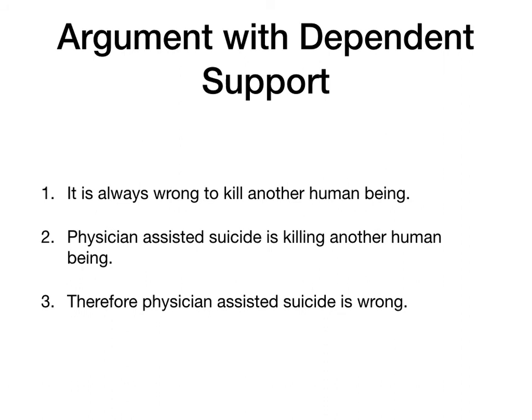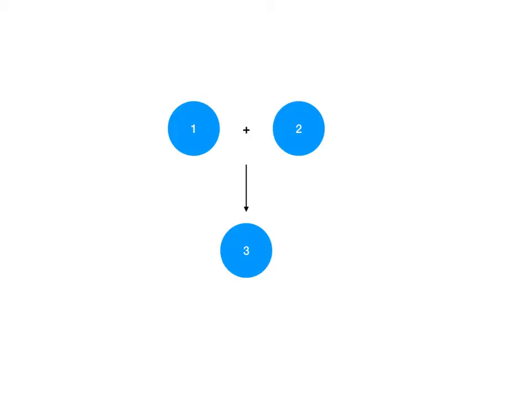It is always wrong to kill another human being. Physician-assisted suicide is killing another human being. Therefore, physician-assisted suicide is wrong. So we see this support 1 plus 2. Together, they're supposed to support 3.